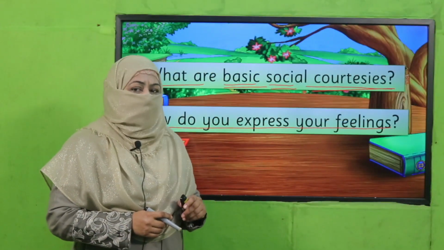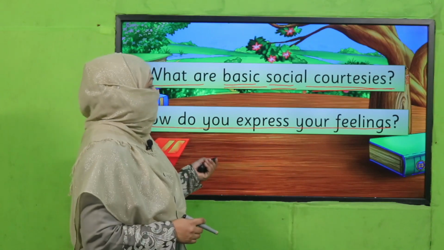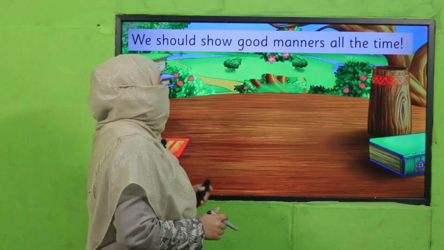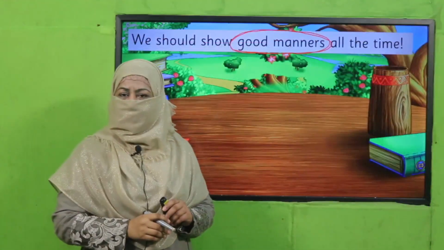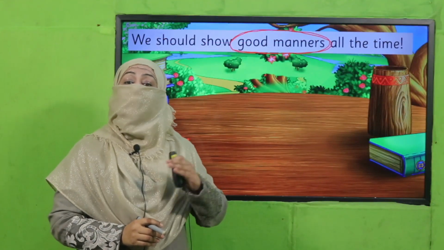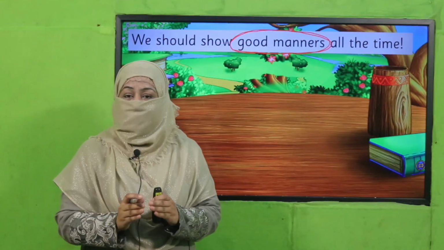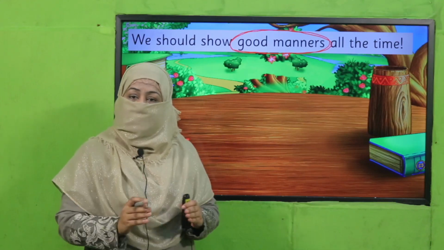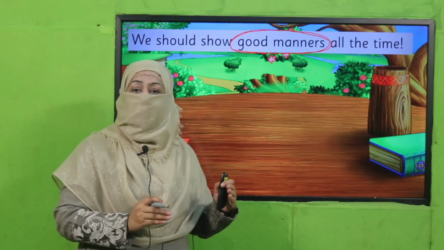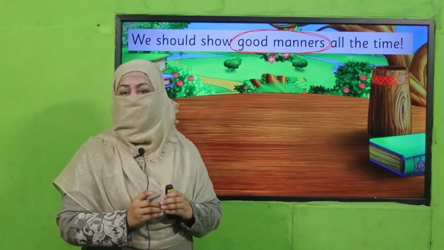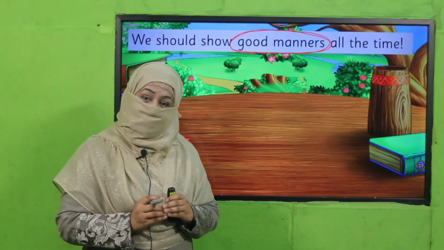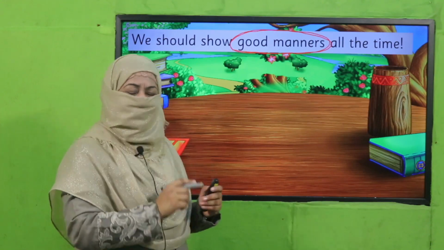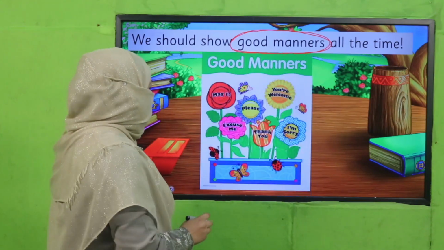Yes, my dear students, what are basic social courtesies? We have talked many times. So our good manners, all the good manners are basic social courtesies. And when should we follow these manners? All the time. Not just in front of teacher, not just within the school, not just in front of parents, but wherever we are, we should show our good manners, because we know Allah subhanahu wa ta'ala is watching us all the time.